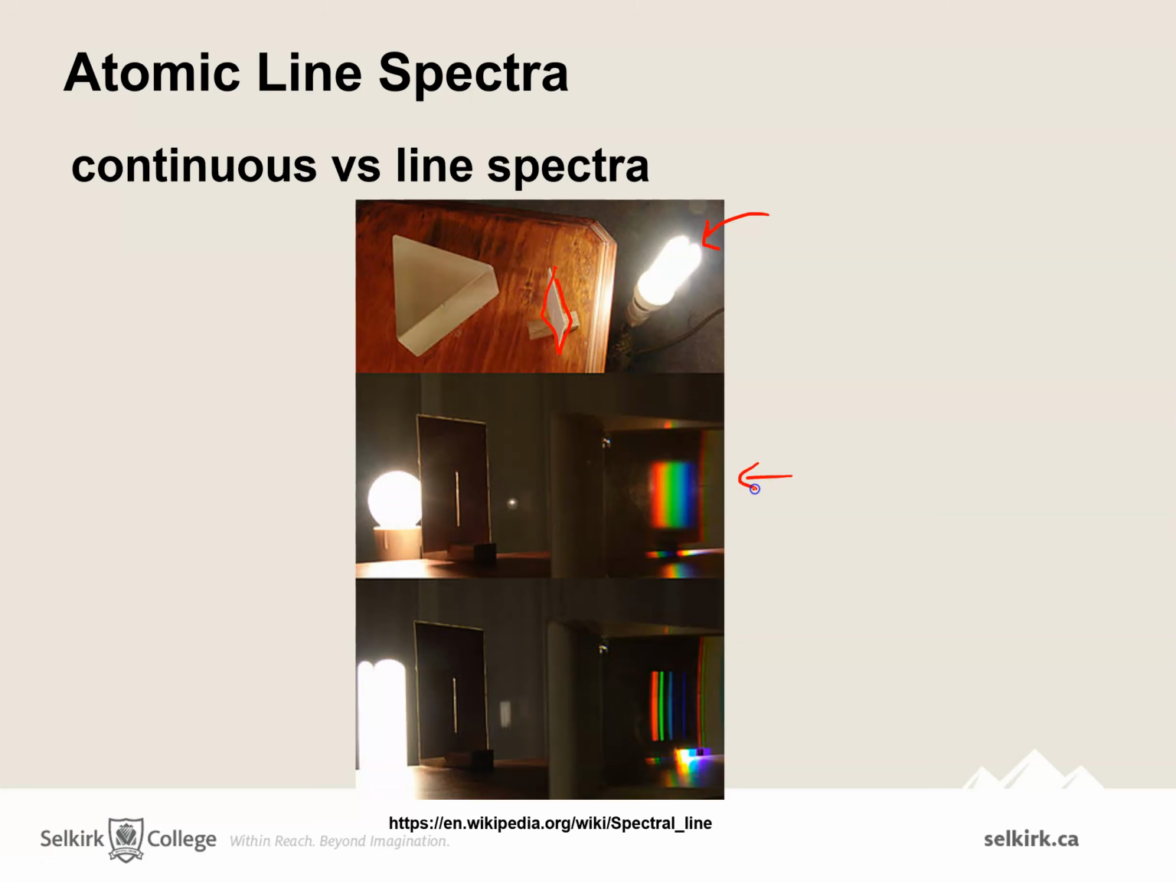Now this shows a continuous spectrum from an incandescent white light. I don't know if you guys have even seen incandescent bulbs before. Those were normal when I was a kid, but we've all switched to energy-saving bulbs now. This lamp, though, provides what's called a line spectrum.